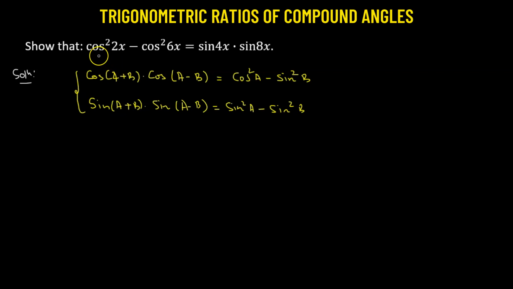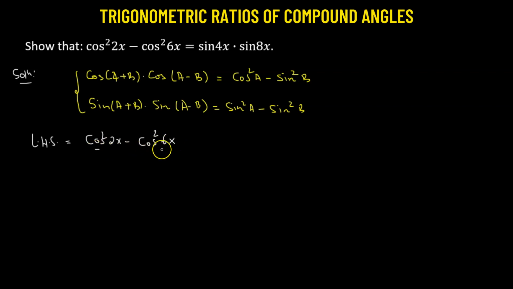Now in our case, we have cosine squared 2x minus cosine squared 6x. So it's not satisfying either of the two cases. Now what we can do is further simplify the left hand side. So we'll begin from the left hand side of the given problem. Here we have cosine squared 2x minus cosine squared 6x.